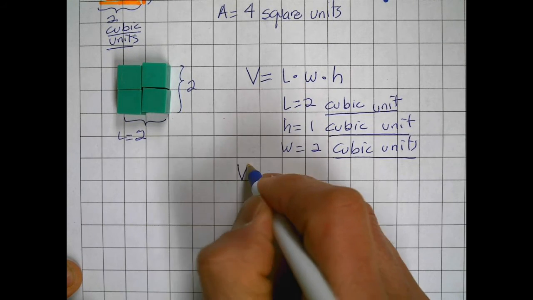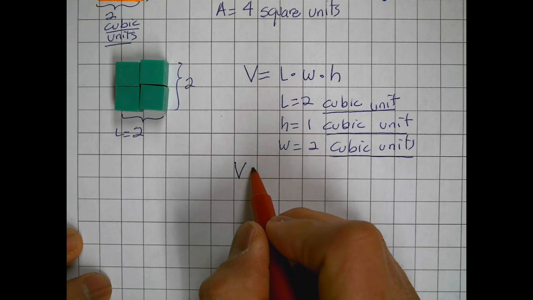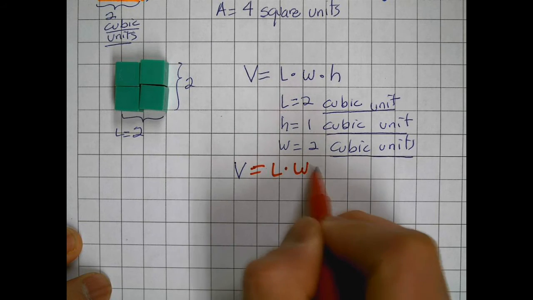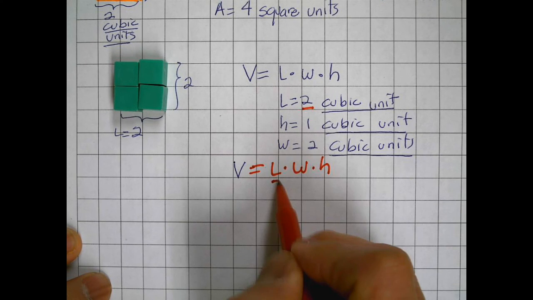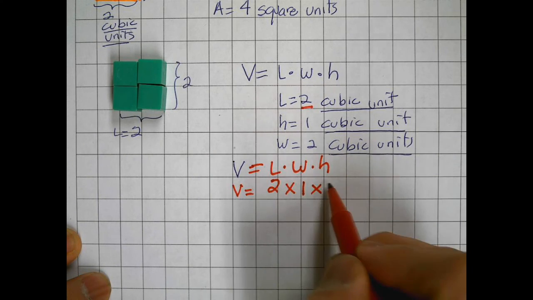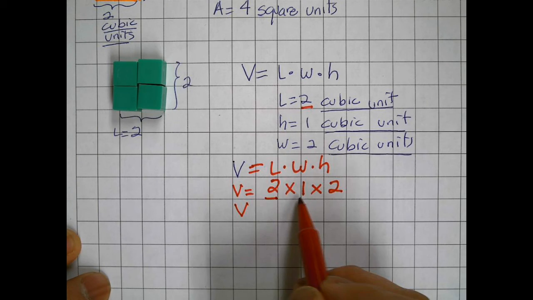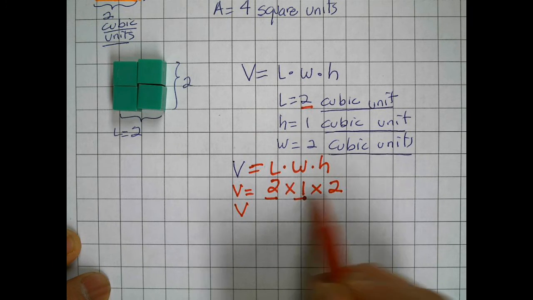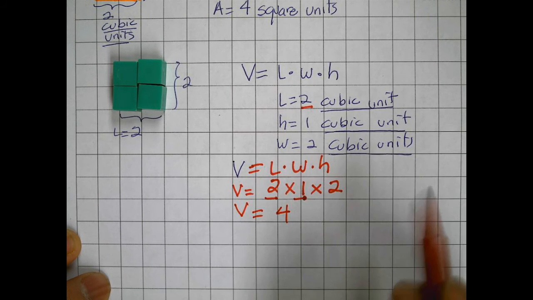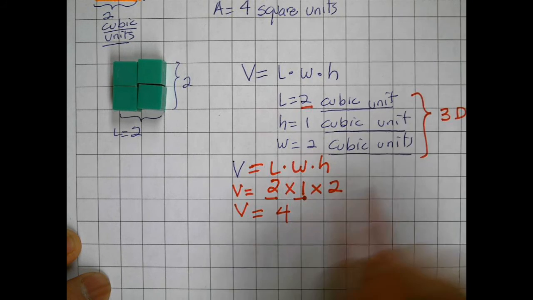When we define volume, this is what happens, and you need to make sure you understand this. Volume equals length times width times height, which means volume equals 2 times 1, which is the width, times the height, which is 2. So when we multiply this, 2 times 1 equals 2, 2 times 2 equals 4. The volume is 4. Remember that I said you have 3 dimensions. So the answer is going to be 4.